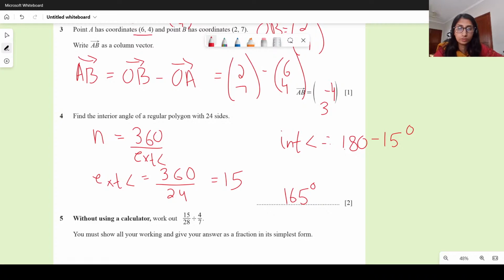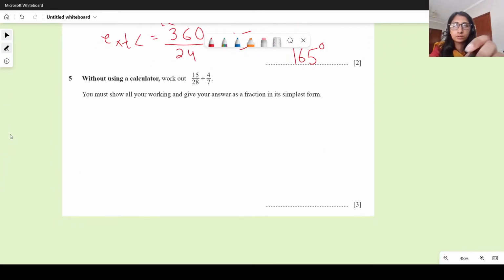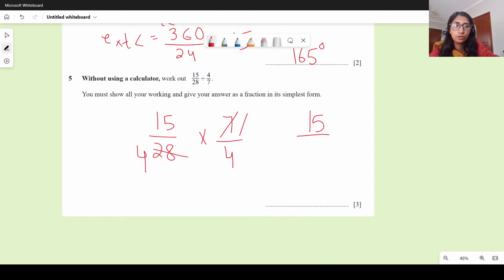Okay, next question. Without using a calculator, work out this division of two fractions. So 15 upon 28 times 7 divided by 4. Let's cancel this. We get a 4 here, so we're getting 15 over 16. So that's the answer.